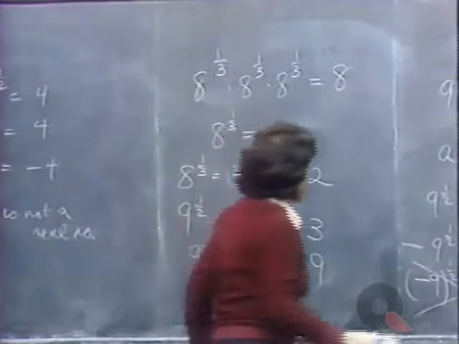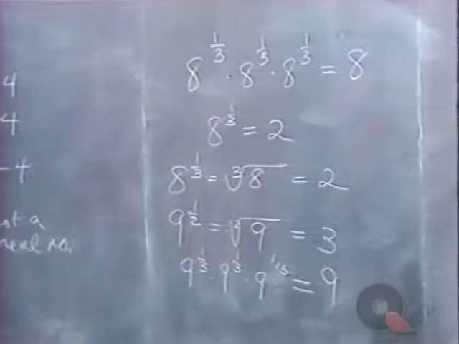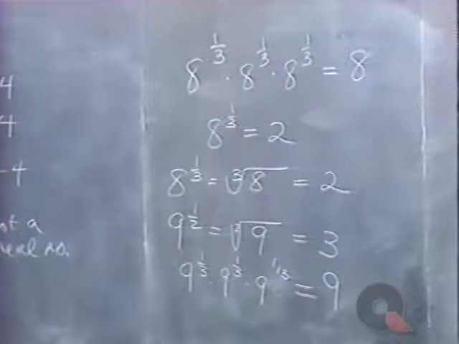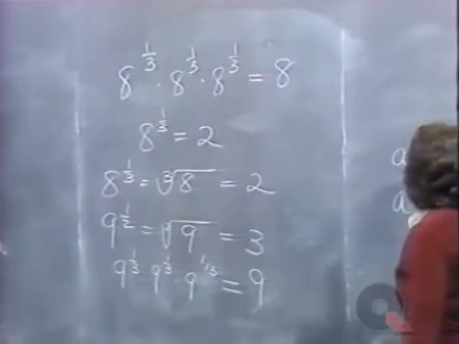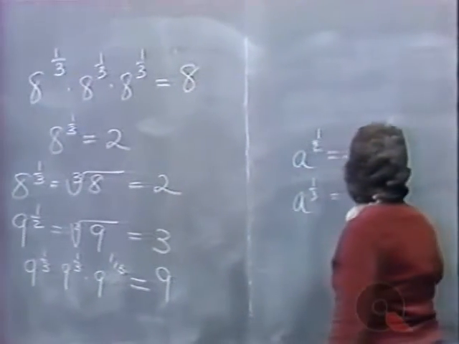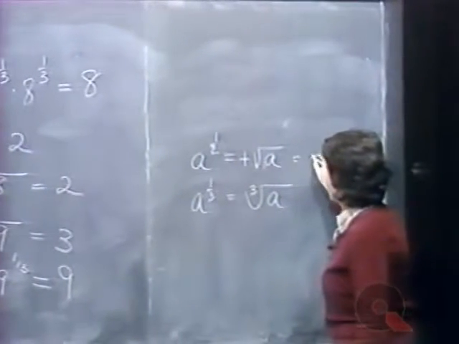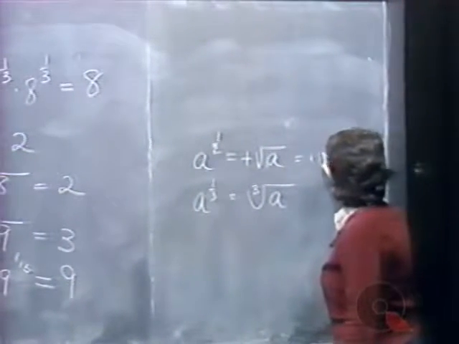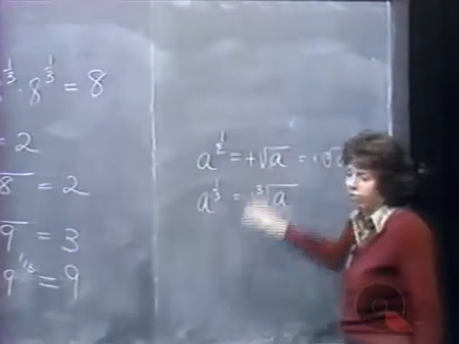And we can say here that a to the 1/3 is the cube root of a, just like a to the 1/2 was the square root of a. It could be written this way or like that with the 2. The 2 can be put in or left out. Generally, it's left out.